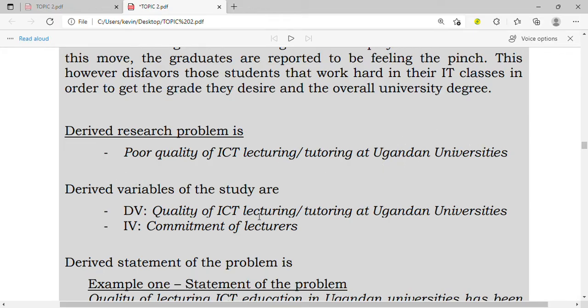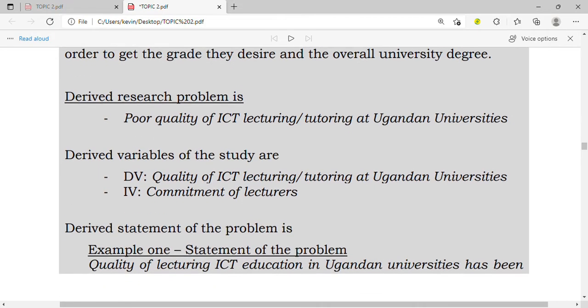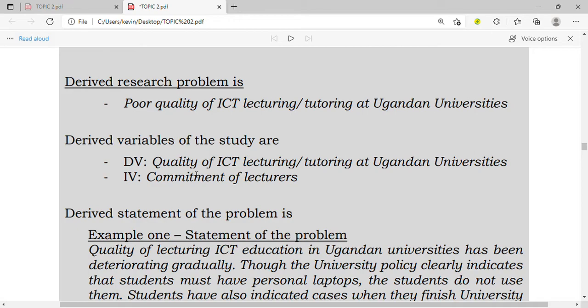Then the derived variables of study. The dependent variable is the quality of ICT lecturing or tutoring at Ugandan universities. Then the independent variable is the commitment of lecturers. The quality of ICT lecturing depends on the commitment of lecturers. So quality of ICT lecturing is dependent on commitment of lecturers. Then the derived statement of a problem.